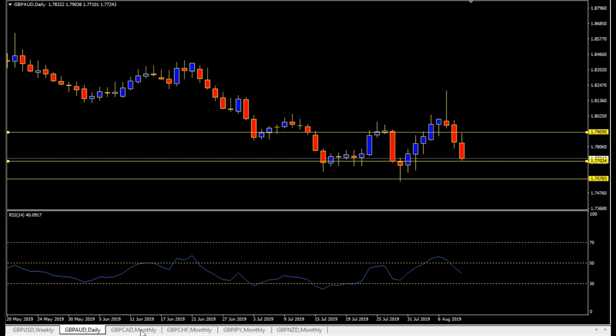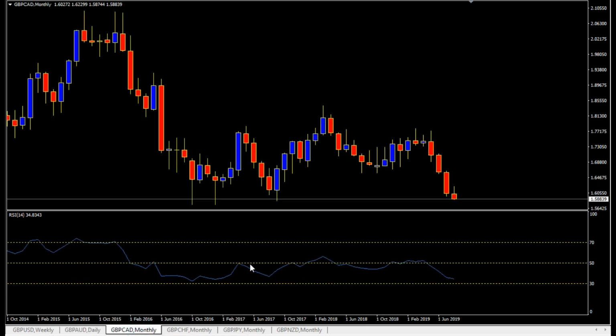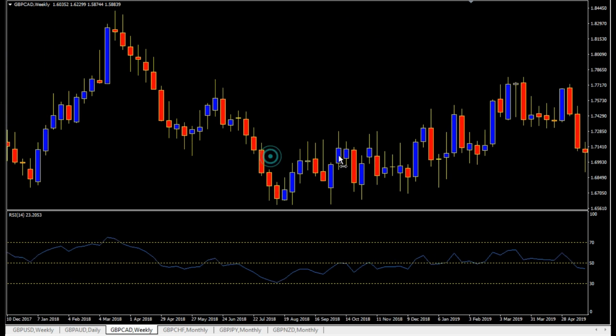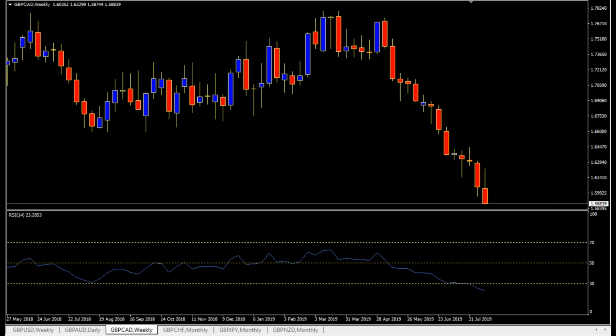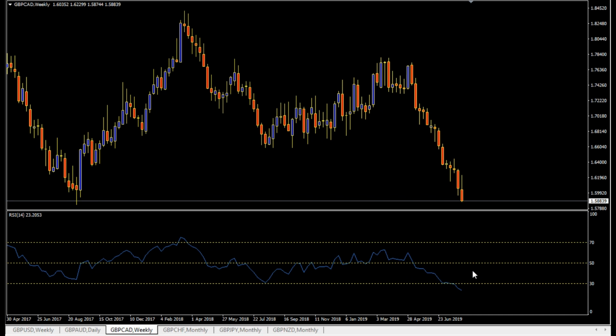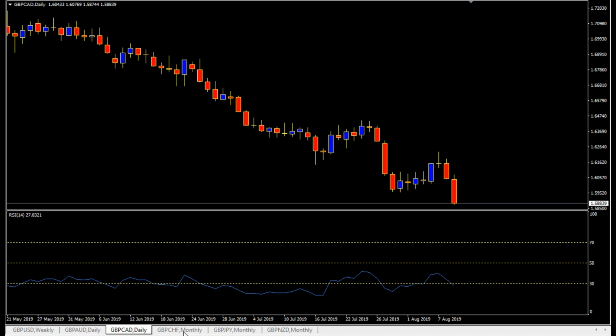Let's go to the GBP CAD. GBP CAD, you can see, is quite near the previous support, so I think you better leave it. Let's change it to weekly. In the weekly, we can just go down, have a look. Yeah, look here, it's very close, so better leave it. Okay, and go to the next one.